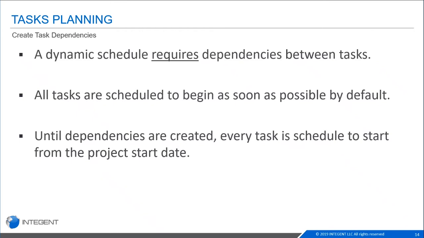So when you link tasks, that is called having a dependency, because one task is dependent on the outcome of another or the completion of another. By default, when you add a task, all tasks are scheduled to begin as soon as possible. That means that you have your start date for your project and all of the tasks are set to start at that same time as your project start date.